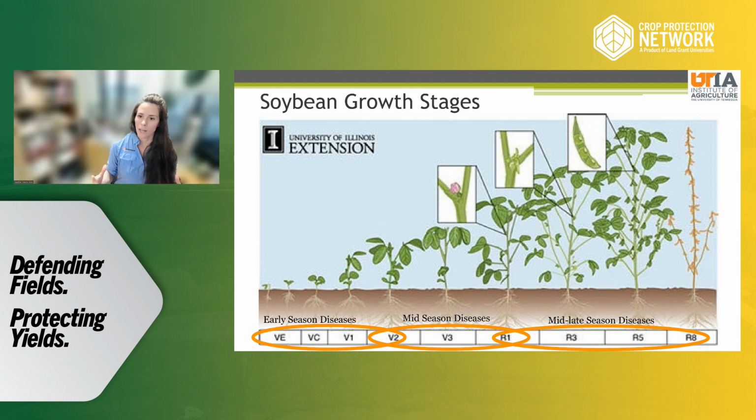For this talk, I'm going to focus on mainly talking about diseases being either early season diseases, mid-season diseases, or mid to late season diseases. They're highlighted on the bottom of the screen here. There's overlap in this depending on where you are. You might see a disease earlier or later. And in general, the earlier you see a disease develop, usually that does give it more potential to affect your yield. So keep that in mind.